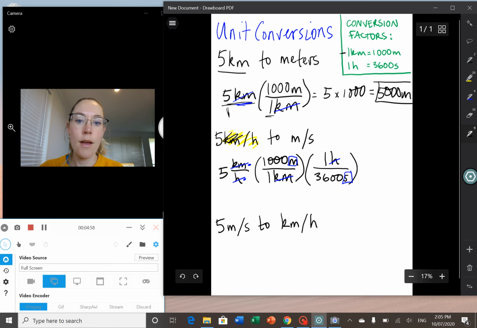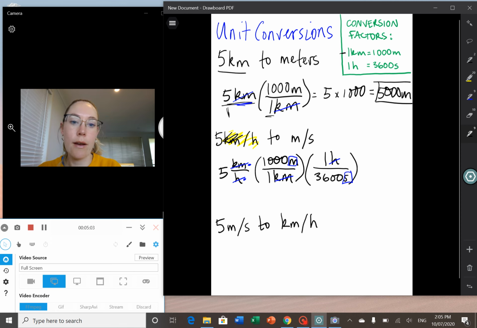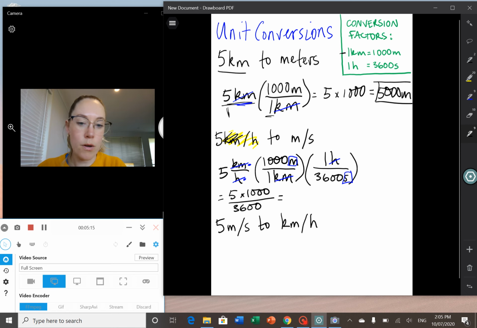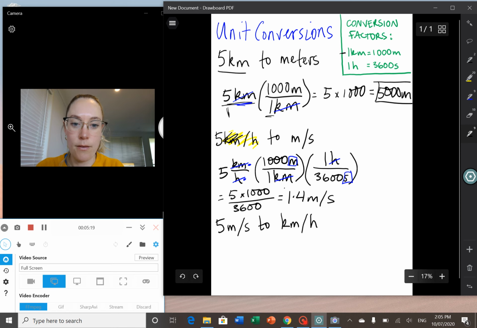And rather than entering 3 fractions into my calculator, I can actually enter this into the calculator as 5 times 1000 divided by 3600, which will give me 1.4 metres per second.